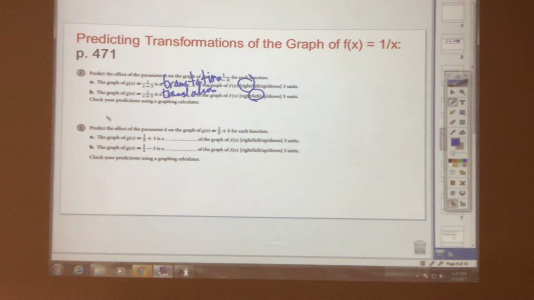Now we're going to add a K to it. Remember, K's at the end. So if I add 3, it's going to be a translation, and it's going to go where? Up. Remember, our K's are not opposites. Whatever it says is what it does. If you add 3, you're going up. What about subtracting 3? Down. So it's a translation, and it's going to go 3 units down. Any questions on that? Same thing we've done in the past.